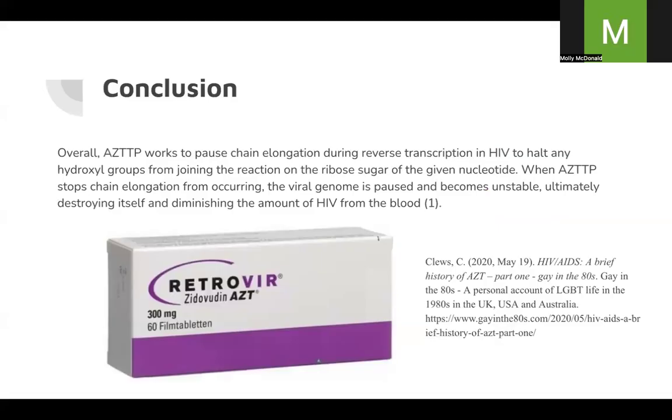So, in conclusion, overall, AZT works to pause chain elongation during reverse transcription in HIV, and this works to halt any hydroxyl groups from joining the reaction on the ribose sugar of the given nucleotide. When AZTTP stops chain elongation from occurring, the viral genome is paused and becomes unstable, ultimately destroying itself and diminishing the amount of HIV from the blood.